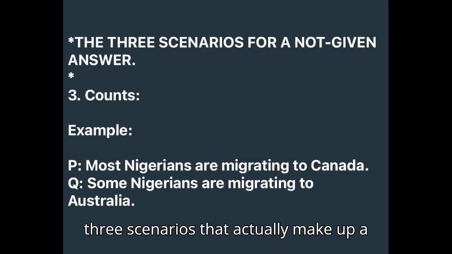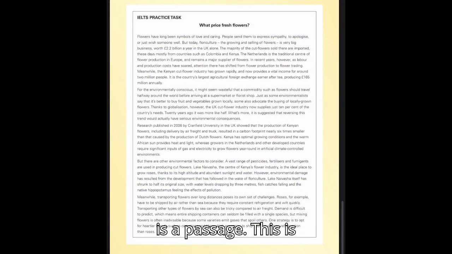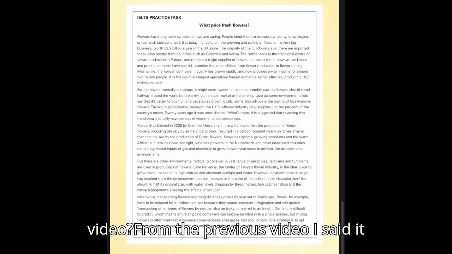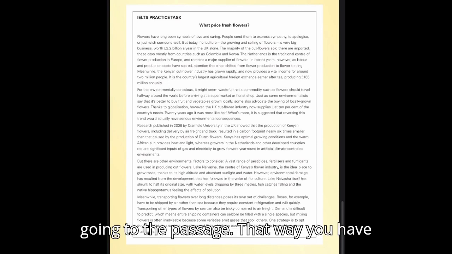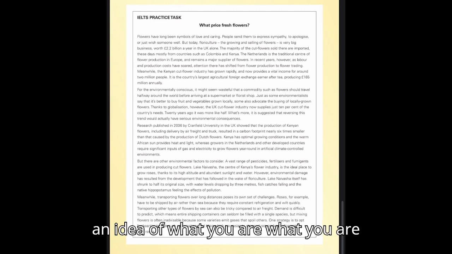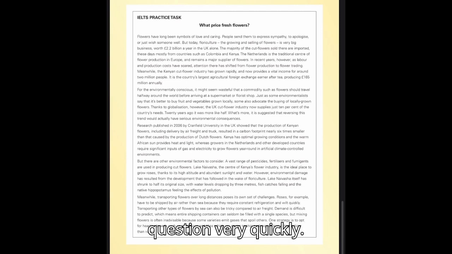So these are the three scenarios that make up a not given answer. Let's look at a question very quickly. This is a passage. Remember what I said in the previous video: it is always advisable to visit the question first before going to the passage. That way, you have an idea of what you are going to answer. So let us look at the question very quickly.